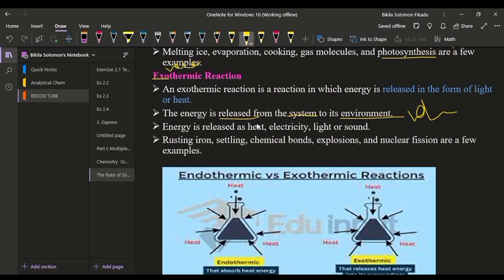Gara reactionitti jechuudha. So energy is released as heat. Energy is released as heat, electricity, light or sound.